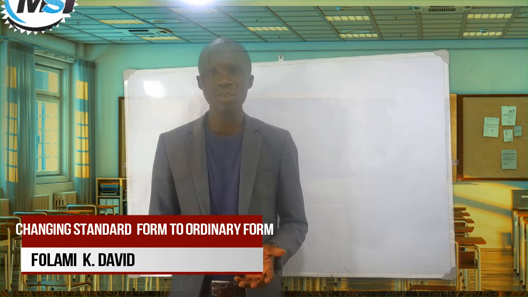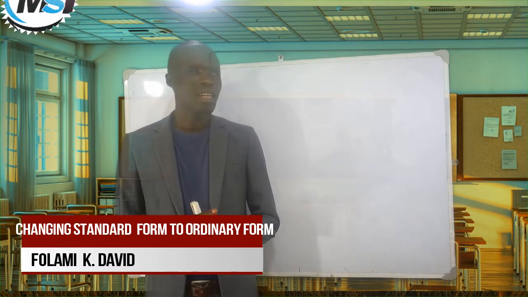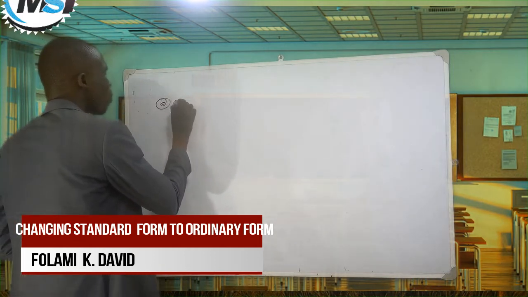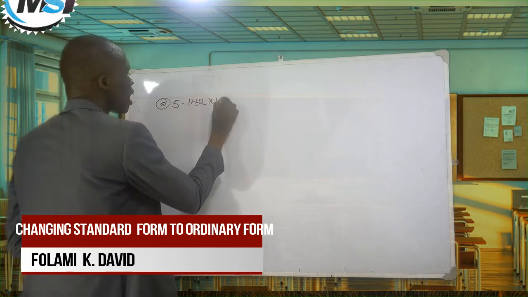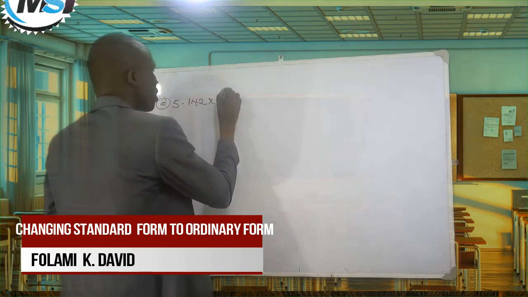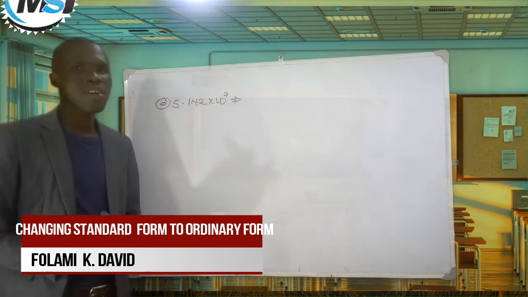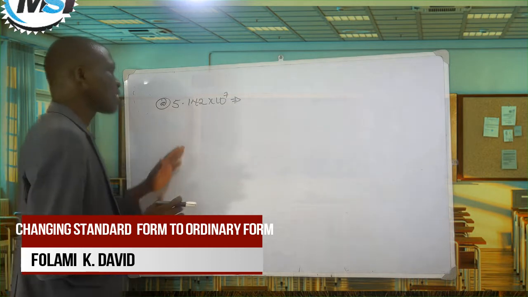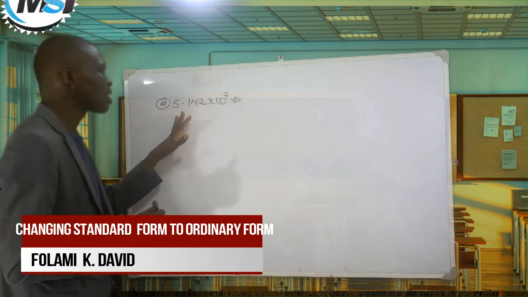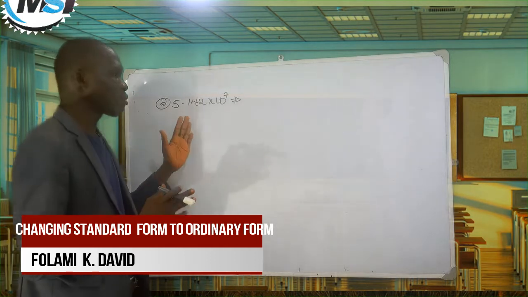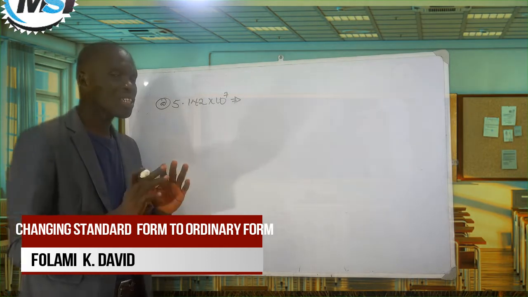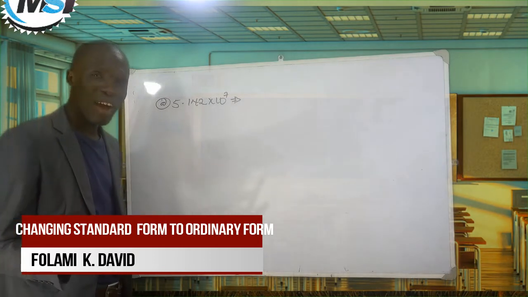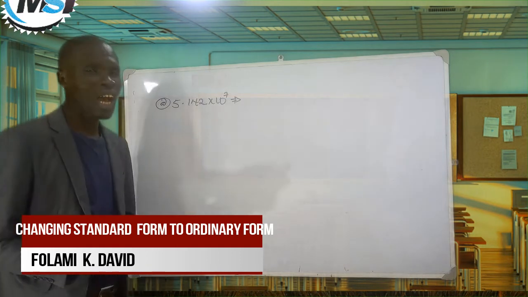To do this, let's take a look at this question. The question is, express the following in ordinary form. The first one is 5.142 times 10 raised to power 7. Now, how can we solve this question? We want to express this in ordinary form. This is standard form. Now, to do this, there are two methods we can use, and it depends on how you understand. Okay, now let's solve this.